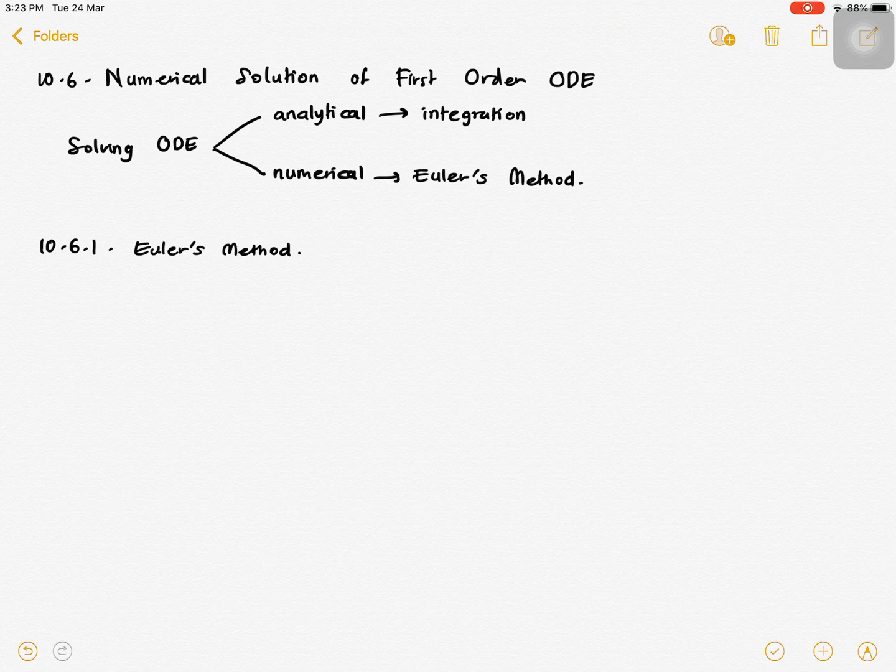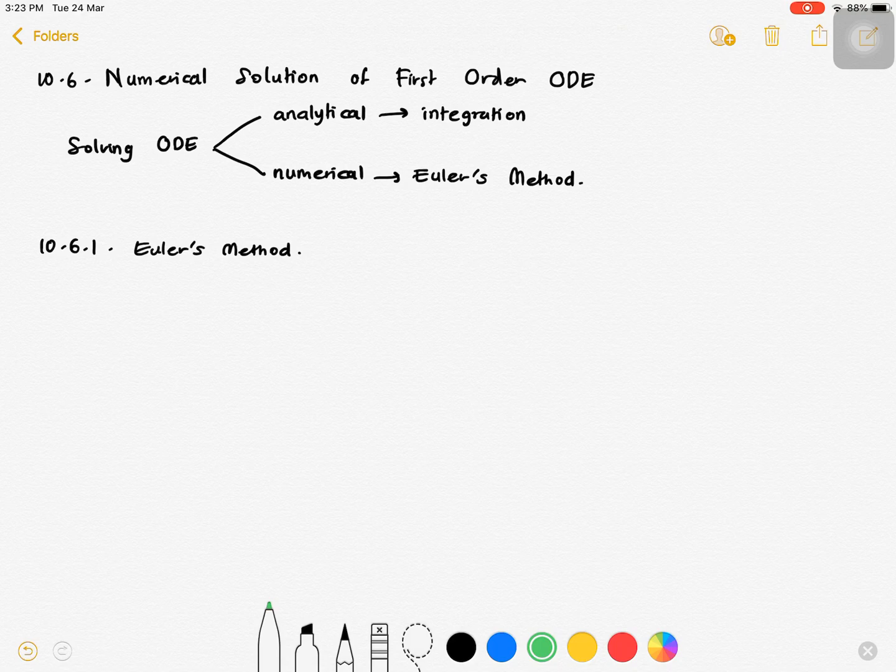So today we're going to the next topic, next section, which is 10.6. Now we are going to learn how to solve a first order ordinary differential equation by using a numerical solution or numerical method. We have learned before how to solve ODE using the analytical method or analytical solution.